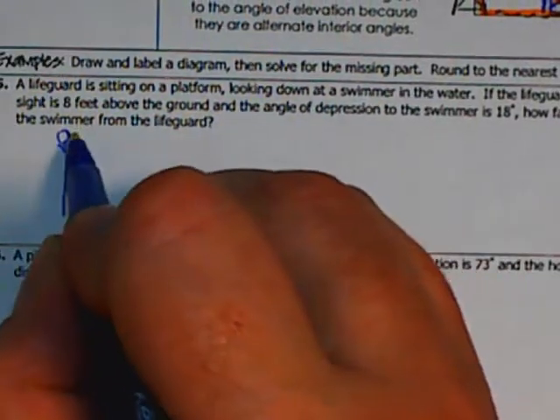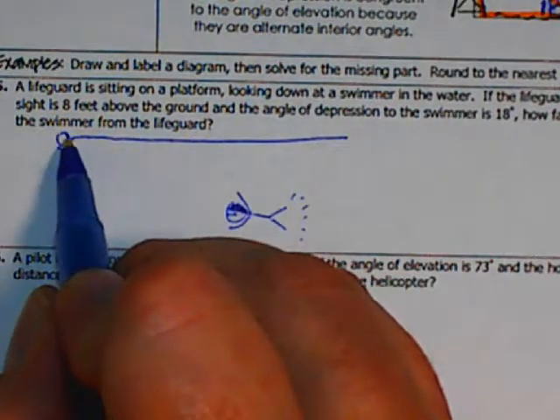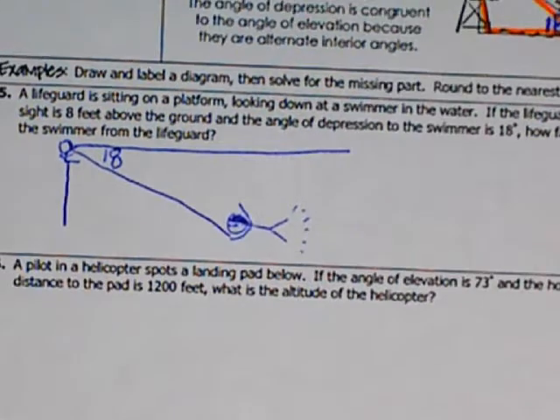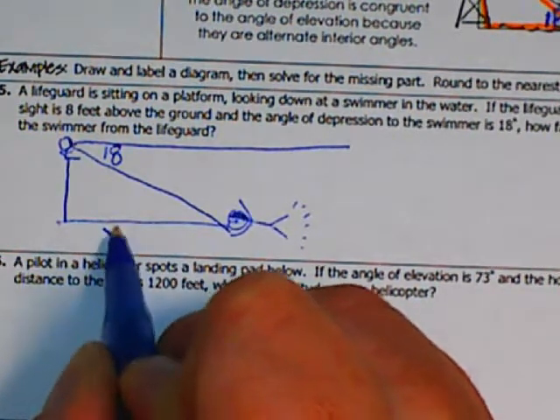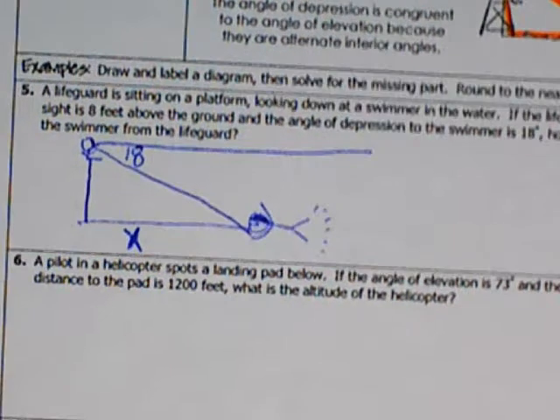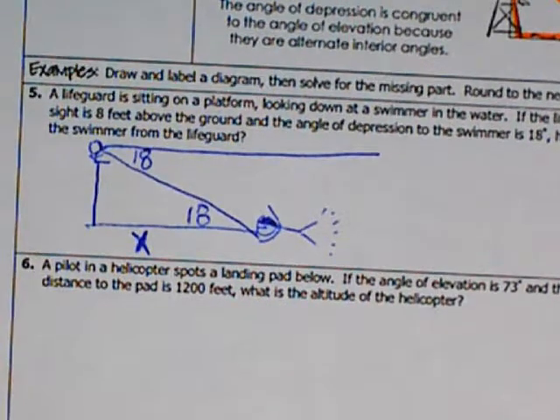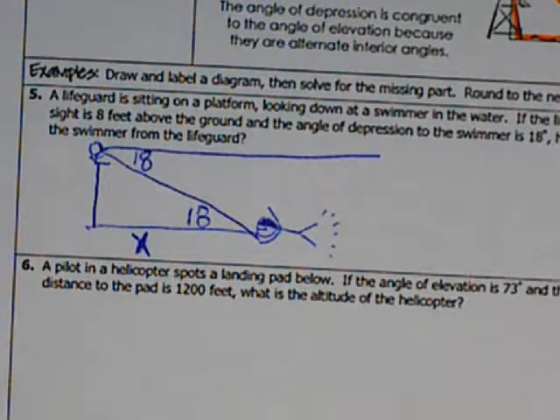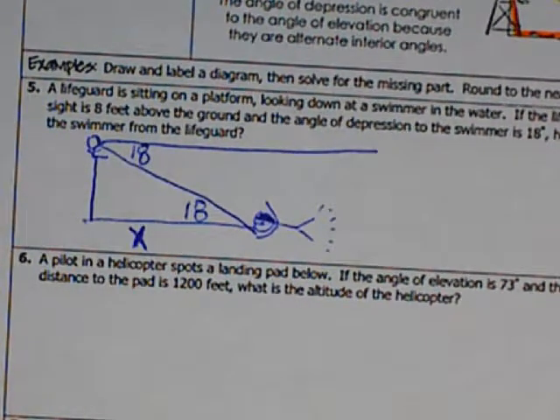Alright, so the lifeguard, you always start from horizontal. The angle of depression down to the swimmer is 18. We want to know how far the swimmer is from the lifeguard, so that's our X. I'm going to flip the angle back down here. Once you do that, mark this one out so that when you label the hypotenuse, you don't think the hypotenuse is 18.